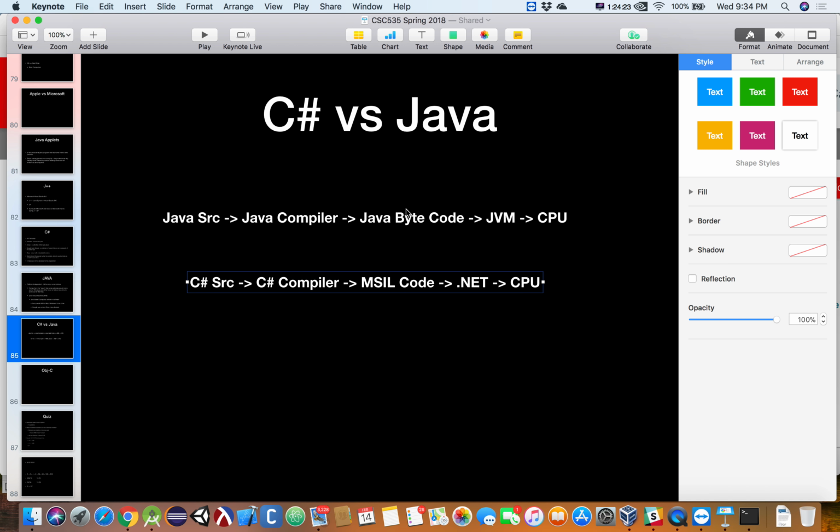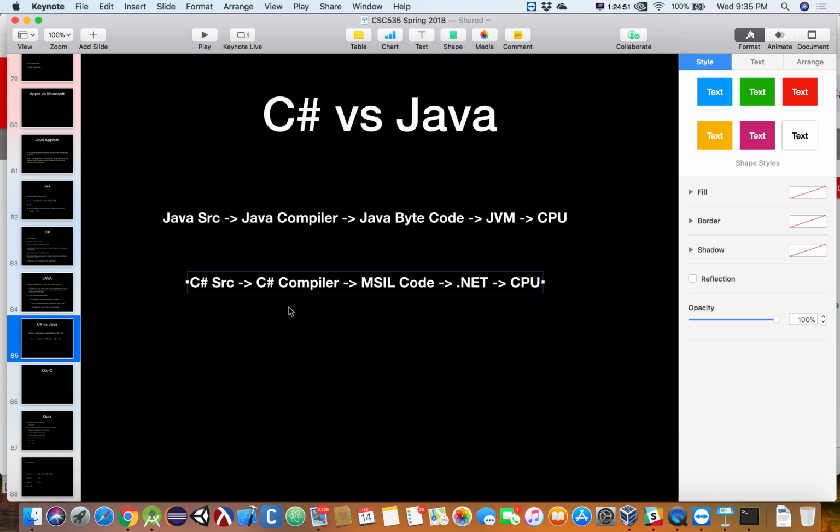Instead of Java bytecode, we have something called MSIL code. This stands for Microsoft Intermediate Language. Pretty much the same thing. Java bytecode, MSIL code, they're both just intermediate languages. Bytecode is understood by the JVM. MSIL code is understood by the .NET component architecture. Both ultimately go from that interpreter thing to run on the CPU. Both go through a compiler.